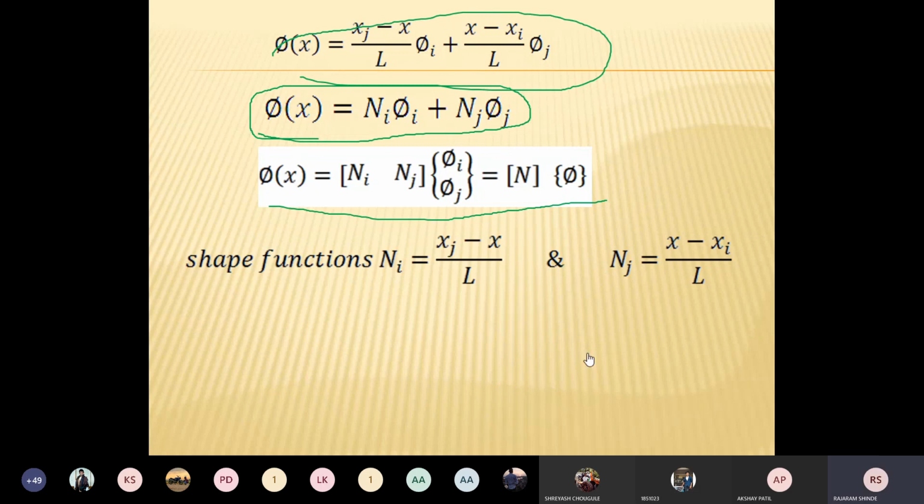Akshay Shinde, whether I have covered this or not? Whether I have covered this? Yes.